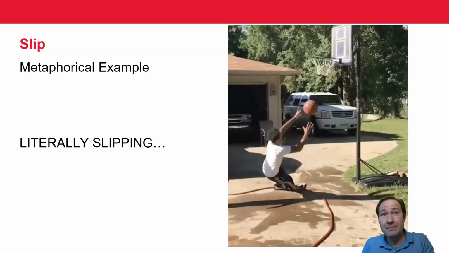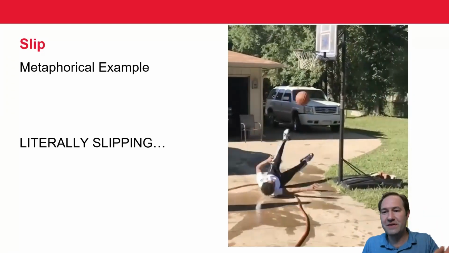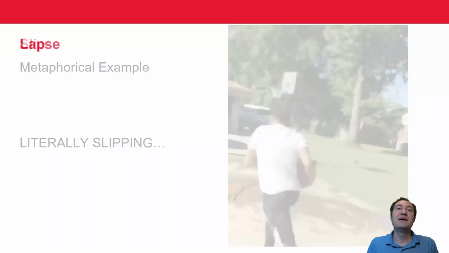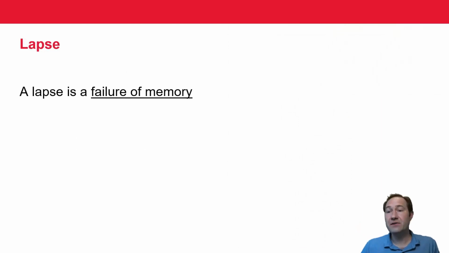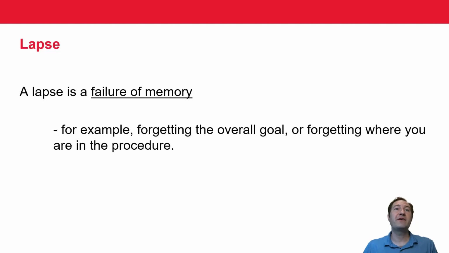That's fine. But a slip is when you try to do something that you just normally do without thinking about it and you mess it up. A lapse, on the other hand, is a failure of memory. For example, you might forget the overall goal or forget where you are in a procedure and make a mistake. Often these are types of things where you sort of know what to do, but you don't recall how or what to do properly, or again, you might get interrupted in the process of doing something. So these lapses are a failure of memory. So slips are usually more physical. Lapses are usually more mental. Okay?